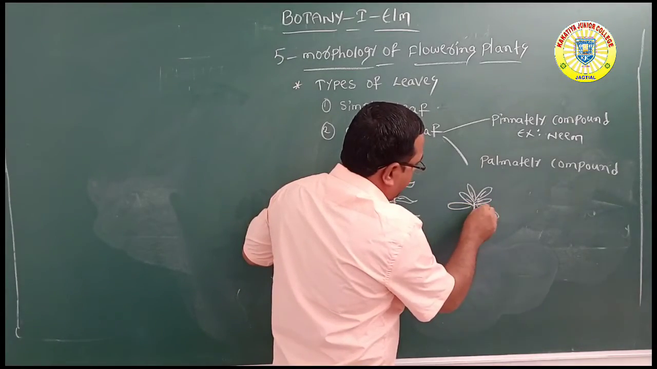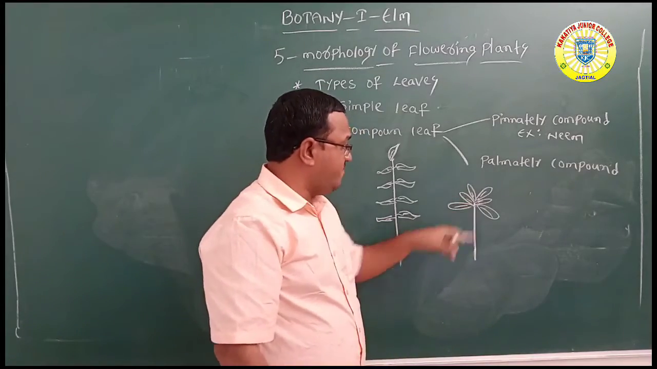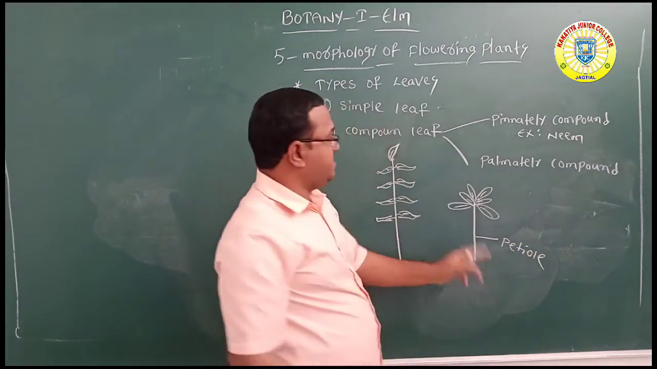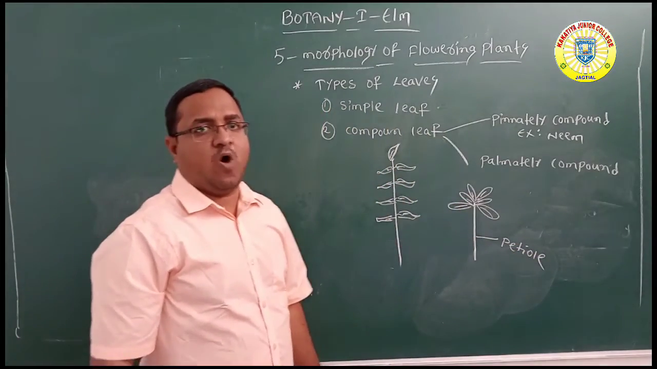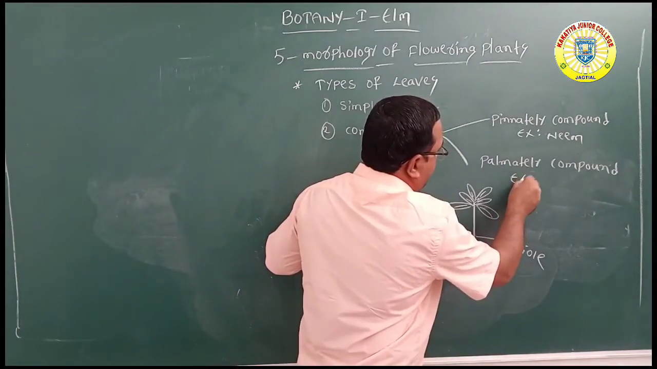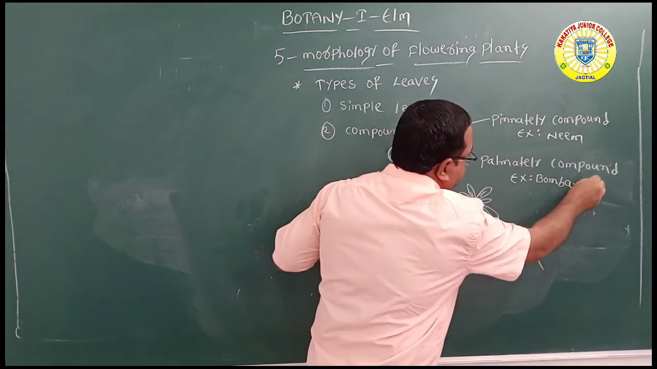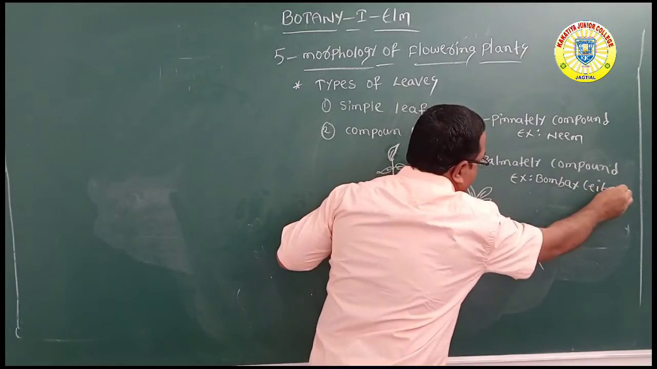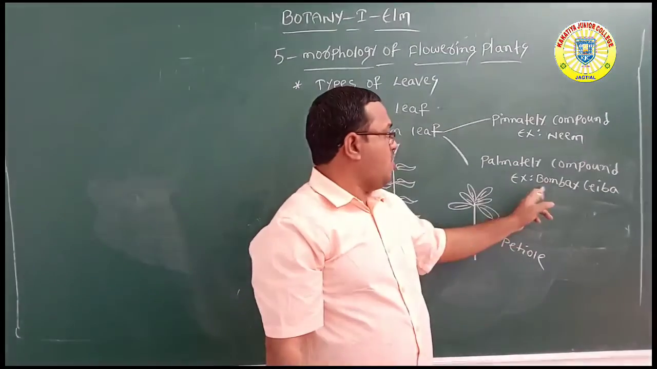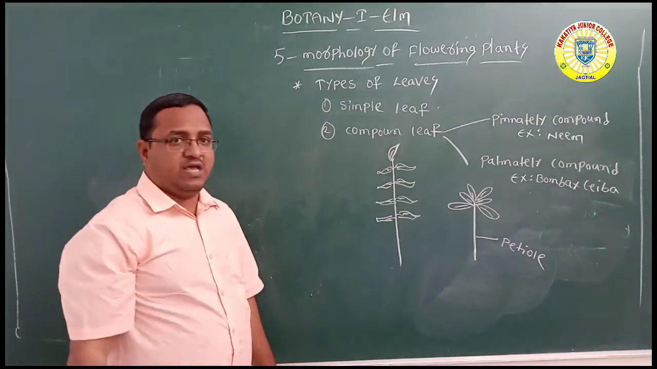This is a palmately compound leaf. This is the petiole, and the leaflets are arranged at the tip of the petiole. Best example, Bombax ceiba. Common name, silk cotton. Scientific name, Bombax ceiba. This is the palmately compound leaf.